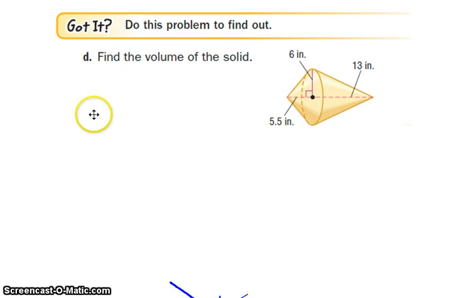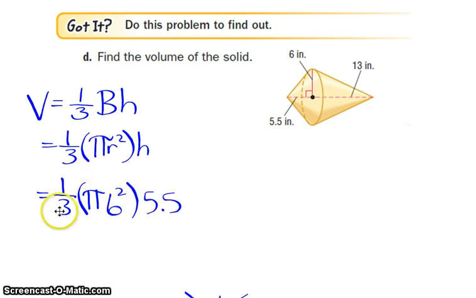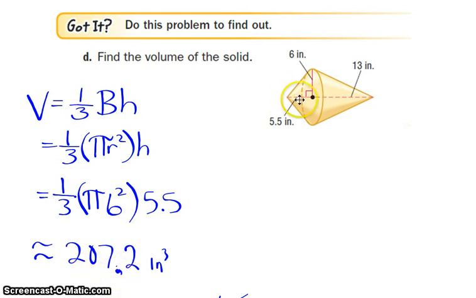Okay, let's start with the smaller cone first. There's our generic formula. There's our more specific. In this cone right here, the radius is 6, so we have 6 squared. The height of the smaller cone is 5.5. So here we have 207.2 for the small one.